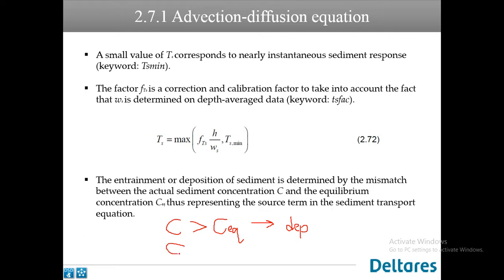Okay, and if C is less than C equilibrium, then it will be eroded. Okay, so that's the relationship. And inside this time scale, we have the sediment fall velocity. Fall velocity, which also plays a very big role in determining how each sediment particle moves.